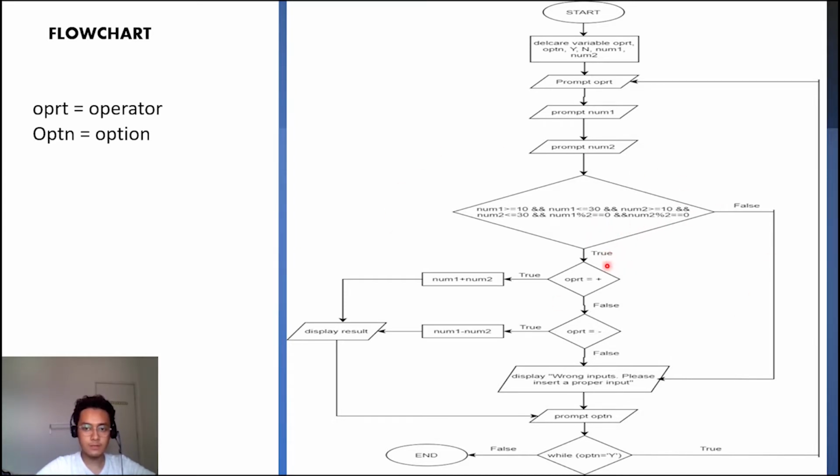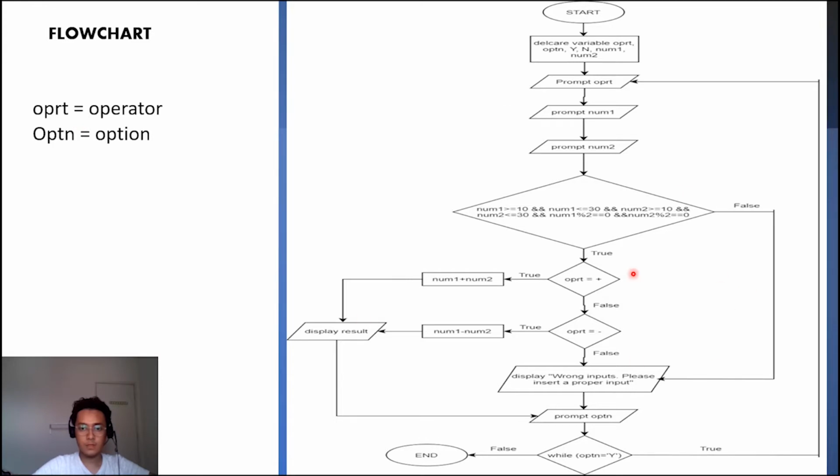If the decision is true, then we move to the OPRT which is plus. If plus is true, we get the solution for the sum, display the result, and then go to the prompt OPTN. If the operator plus is false, we move to the minus. If the minus is true, it will get the result of the subtraction and display the result. After displaying the result, it will prompt OPTN. If the OPRT minus is false, it will display "wrong input, please insert a proper input." After that, it will go to prompt OPTN.